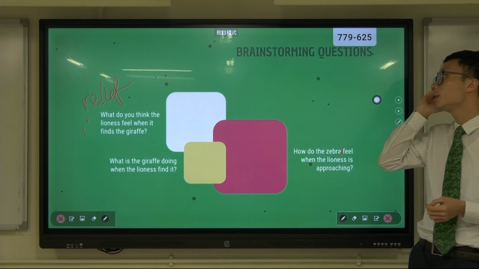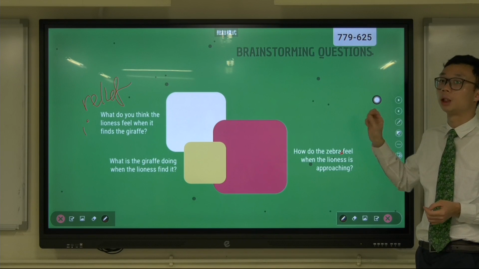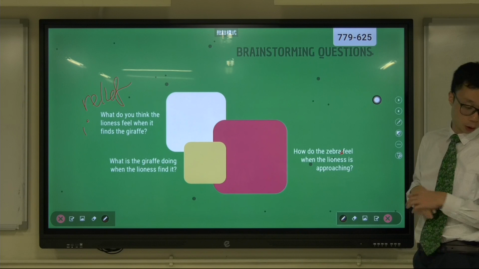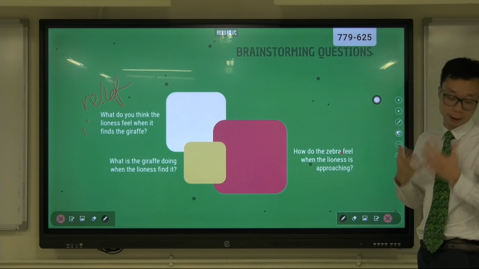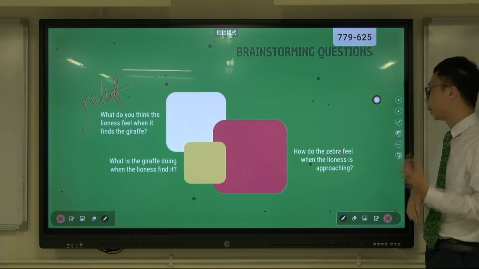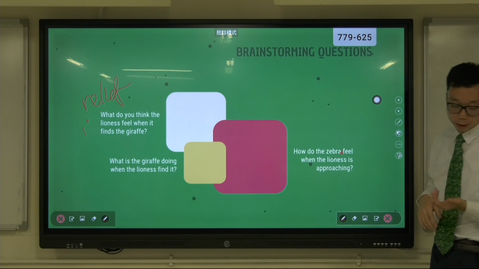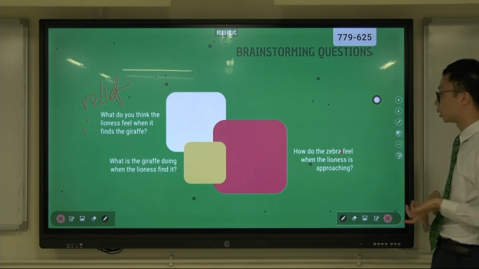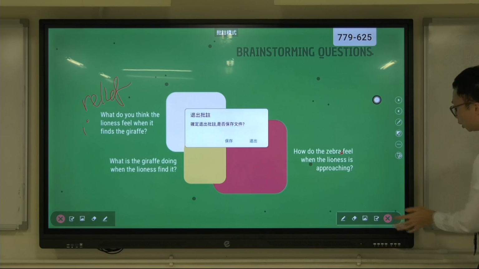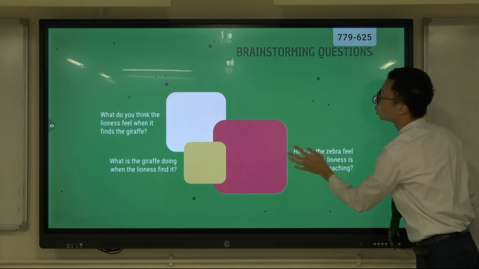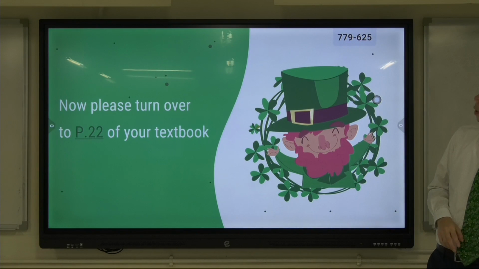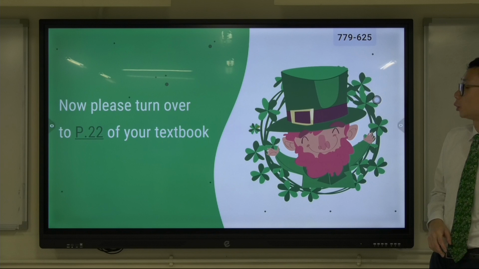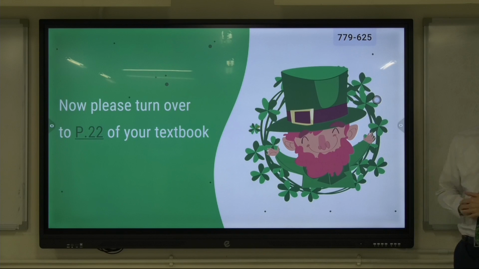Okay, here are some brainstorming questions that you can think about when you do the actual writing. With all these things in mind, you get some ideas of what the next panel is supposed to be. All right, for the moment we'll go to this one. Now please turn over to page 22 of your textbook.